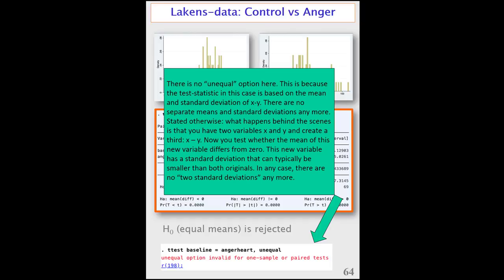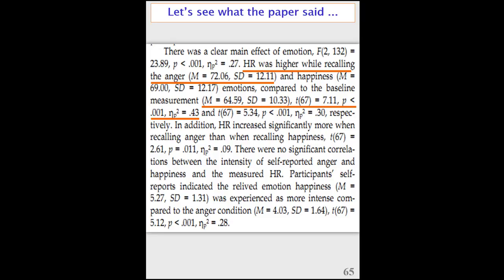Now let's see, in the paper Daniel also thought that this would come out. This is a direct copy from the paper. Heart rate was higher while recalling anger, mean equal to 70.06, and happiness, mean equal to 69, which is more or less the same as what we had, give or take one or two cases, I think. Let's see. Where do we have this?